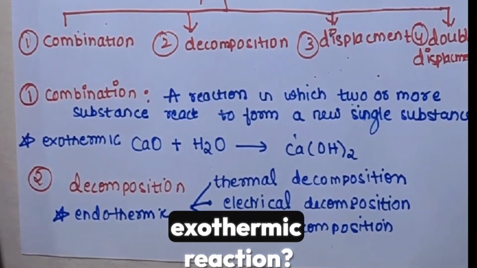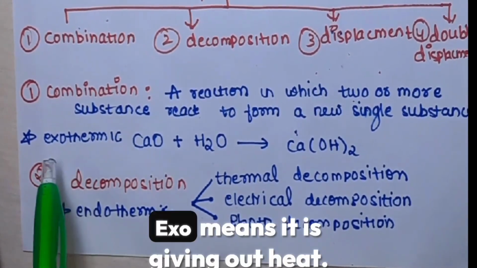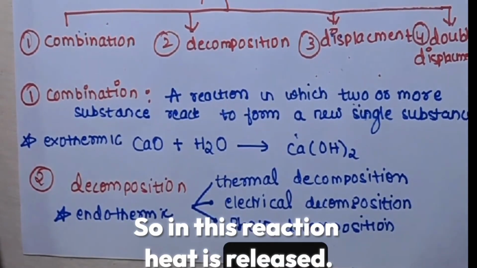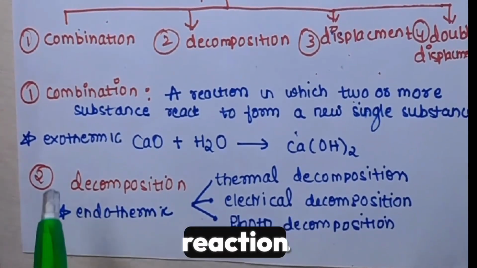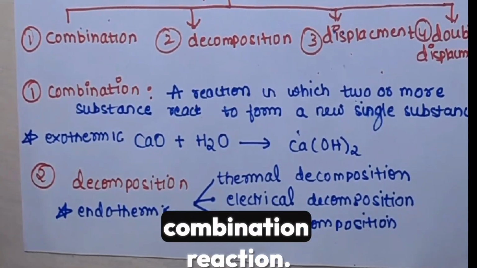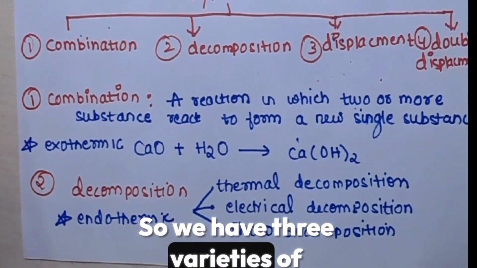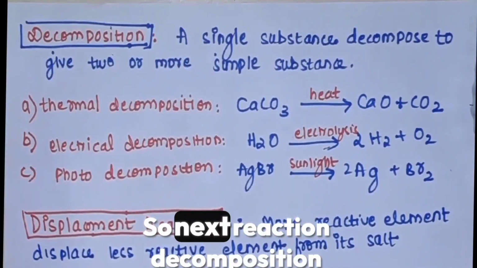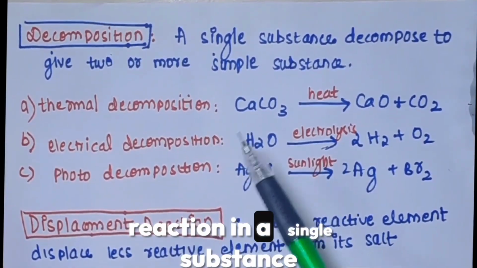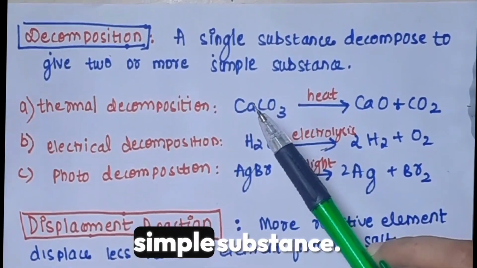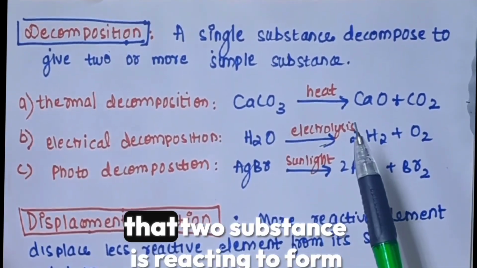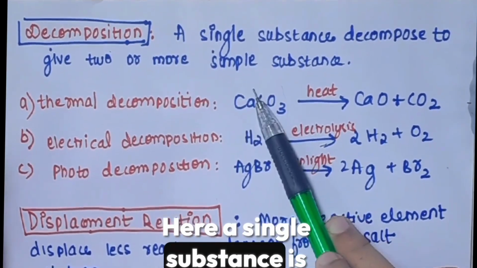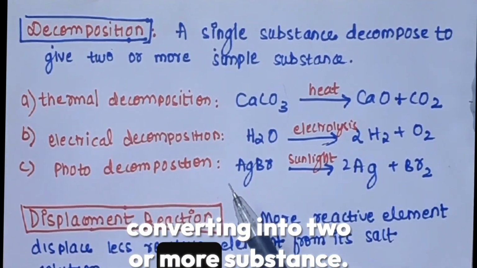What is the meaning of exothermic reaction? Thermic means heat. Exo means it is giving out heat. So in this reaction, heat is released. Next reaction is decomposition reaction. It is directly the opposite of combination reaction. We have 3 varieties of decomposition reaction: thermal, electrical and photo. In decomposition, a single substance decomposes to give 2 or more simple substances. See, in combination we had seen that 2 substances react to form a single substance. Here a single substance is converting into 2 or more substances.